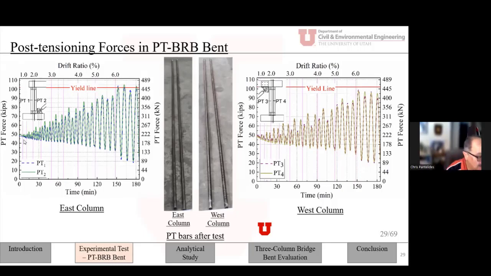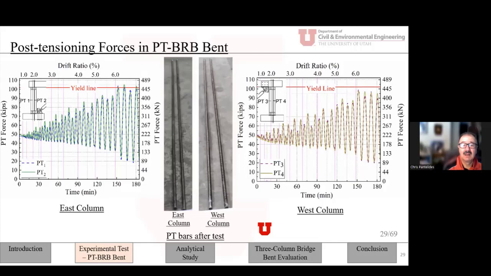So then the question is, is this good performance? Of course, it's good performance, but then the question is, how much residual drift do you get? Well, here in this graph, the horizontal axis is the drift ratio. As I said, 6% was the maximum we reached. And the yellow is the maximum lateral displacement. And in gray is actually the residual. So we can see at each drift ratio what the residual is.